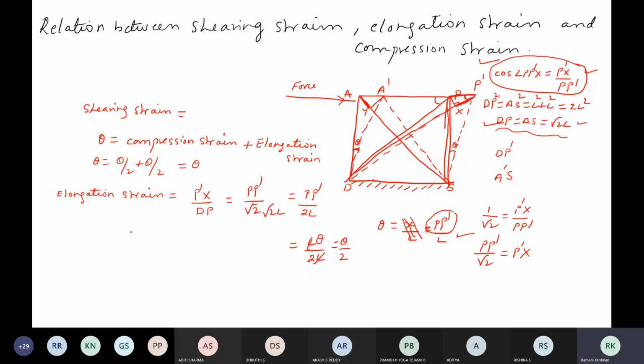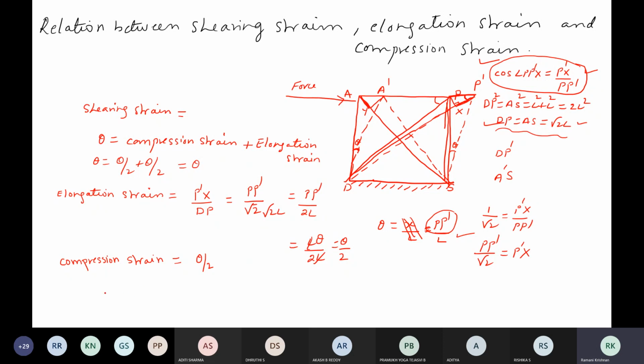So this is about the elongation strain. Yesterday, for these derivations you should be fully glued to the system, otherwise you'll not understand. If someone has missed something, I want to continue again. Now compression strain, which is easy. Similarly I can show that the elongation strain is theta by 2, and in the same way the compression strain is also theta by 2.